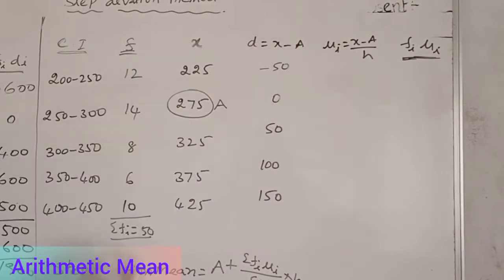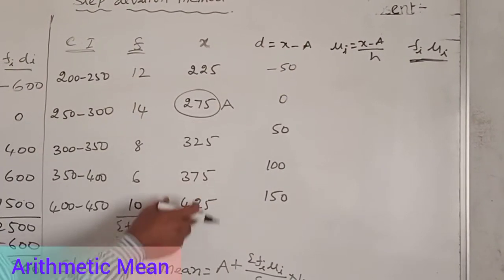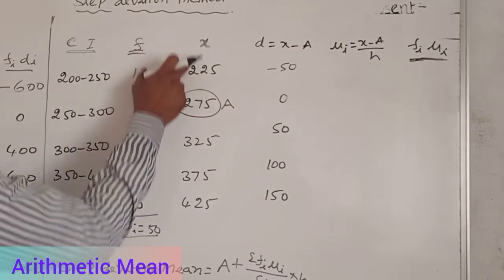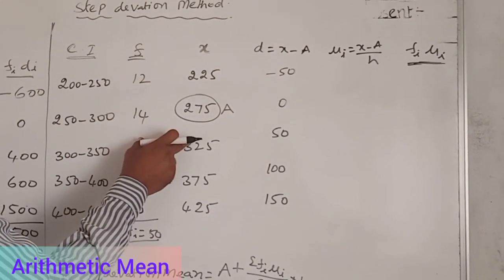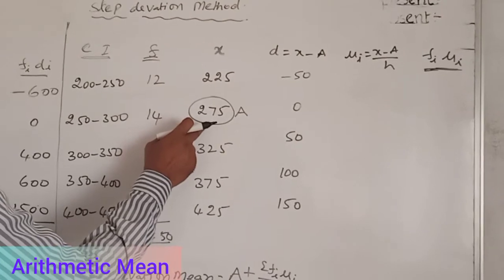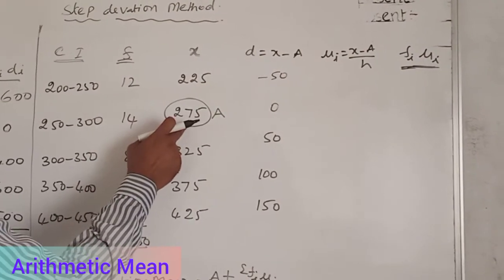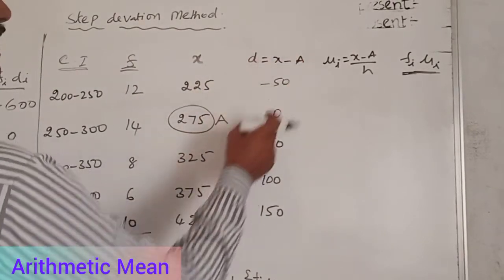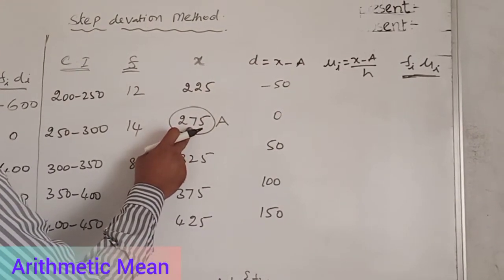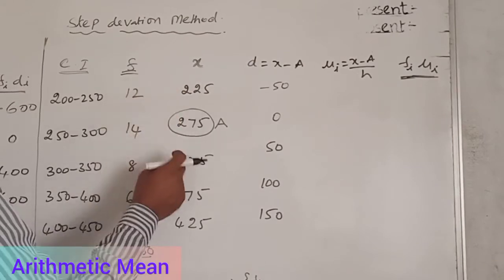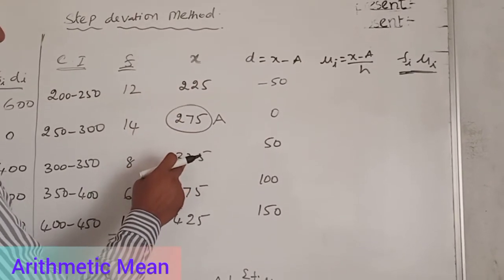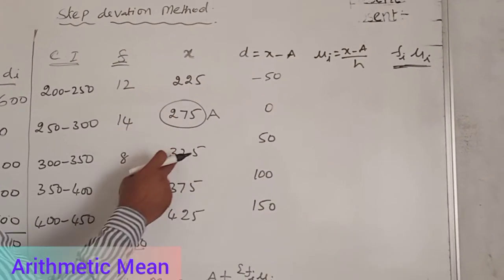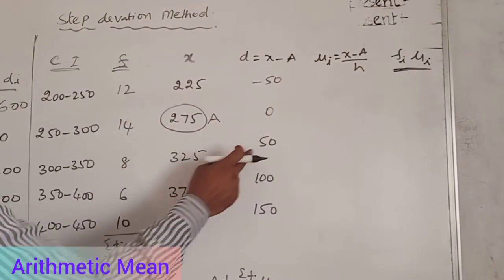d equal to x minus A. So we will take the assumed value in one of the class marks. X is the class mark or mid value of the class interval. So here we will take the A value 275. A equal to 275, d equal to x minus A. A is a constant, 275. X is changing. So what is it? 325 minus 275 equal to 50.